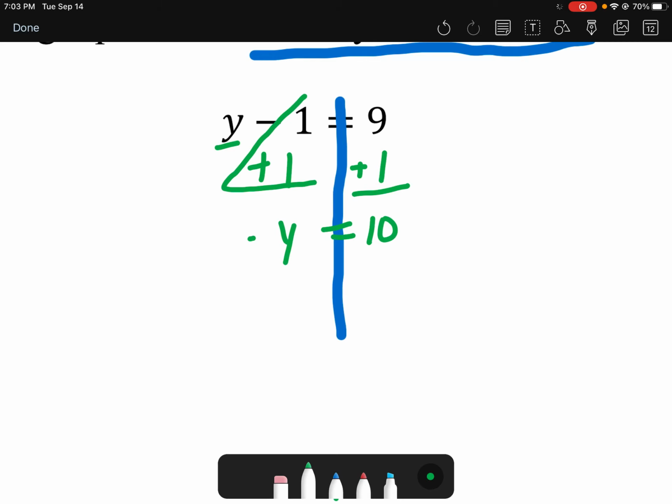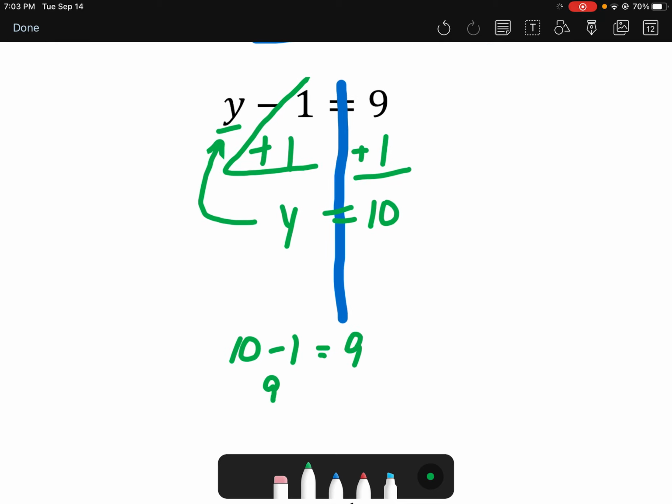I do need to go ahead and check by substituting this y up in here. I'd have 10 minus 1 is equal to 9. 10 minus 1 does equal 9. Both sides are now equal. It checks out.